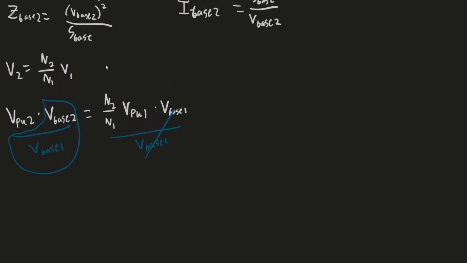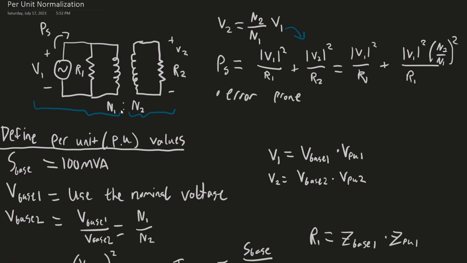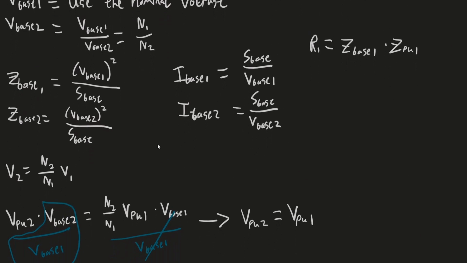So now you notice we have V base 2 over V base 1. So we can substitute this for N2 over N1. And now you'll notice we have an N2 over N1 on both sides, and they're going to cancel. This whole entire expression simplifies to V per unit 2 is equal to V per unit 1. This is saying that the voltage in both regions of our circuit, when expressed in per unit values, are identical to each other. So even though these voltages may vary wildly in what they actually are, like this side could be 100 volts, this could be 10,000 volts, their per unit values are going to be the same.